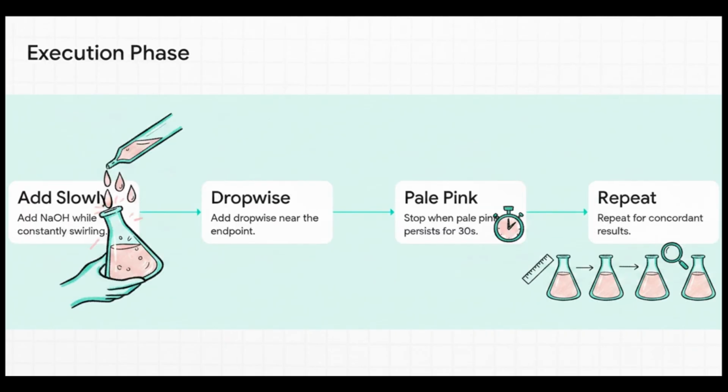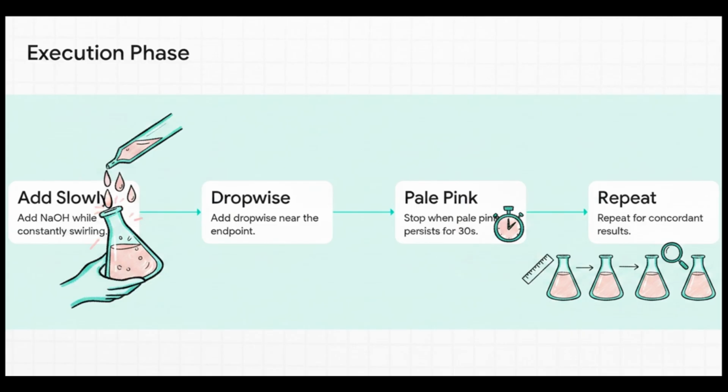With the setup done, here is the actual execution. You open the tap to add your sodium hydroxide slowly, constantly swirling the conical flask to mix the solutions. As you start seeing flashes of pink appearing and disappearing, you need to slow right down. You have to add the alkali dropwise, literally one single drop at a time when you're near that endpoint.